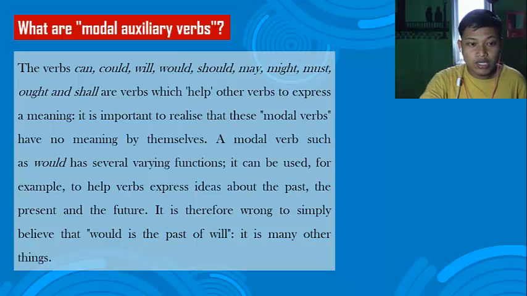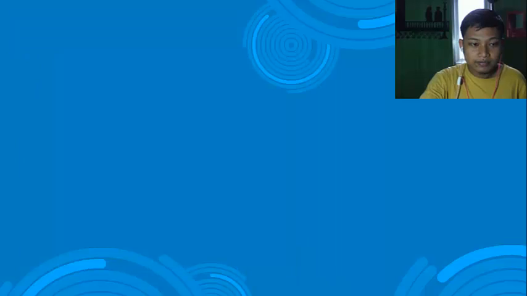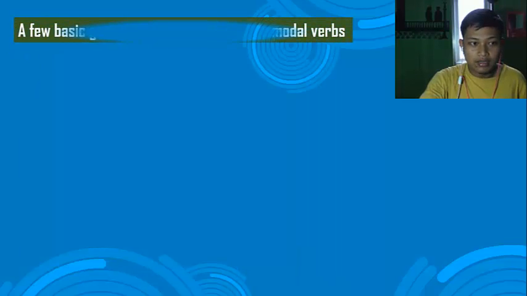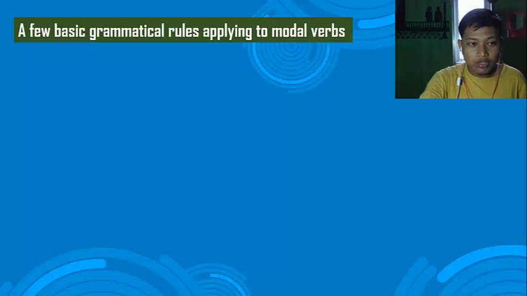It is important to realize that these modal verbs have no meaning by themselves. A modal verb, such as would, has several varying functions. It can be used, for example, to help verbs express ideas about the past, the present, and the future. It is therefore wrong to simply believe that would is the past of will. It is many other things.